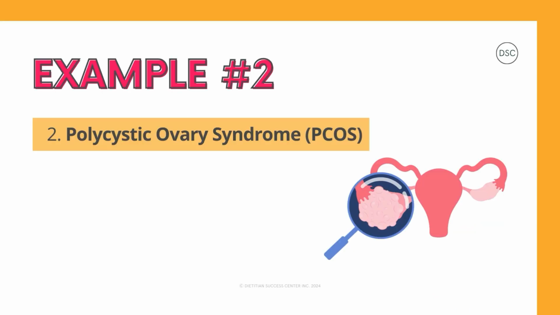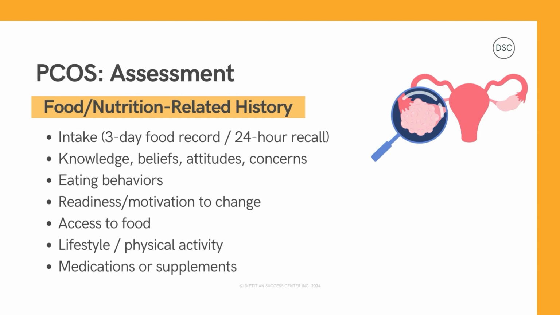Our next example will show how to go through the steps of the NCP with a client who has PCOS. Your food and nutrition related history assessment may include their intake, such as through a 3-day food record or 24-hour recall, their knowledge, beliefs, and attitudes related to food, and their concerns regarding weight, cravings, fatigue, stress, subfertility, etc., eating behaviors, readiness or motivation to make changes, their access to food, lifestyle or physical activity information, and medications or supplements.